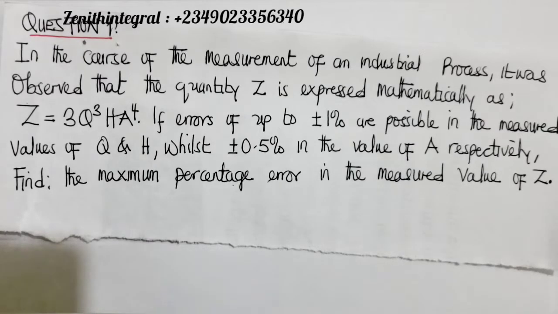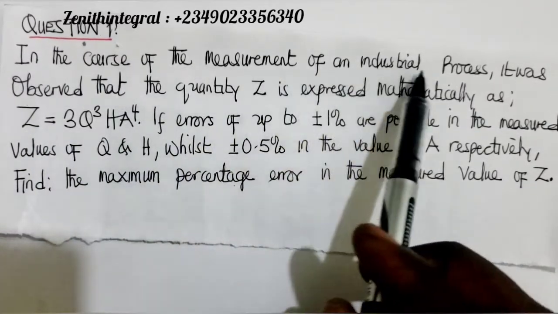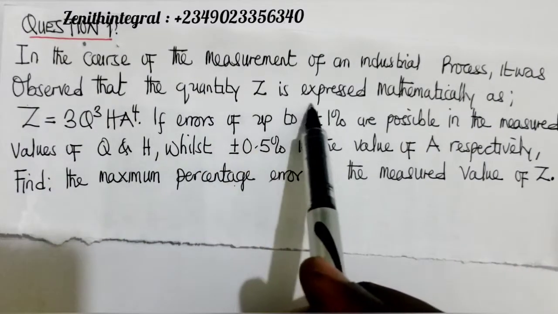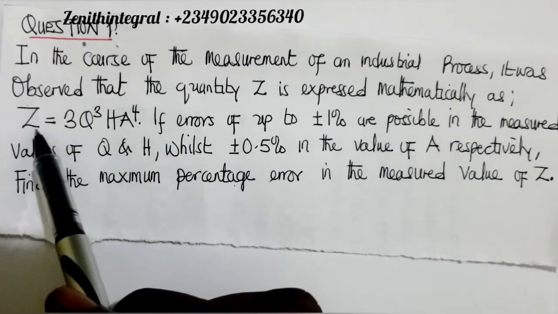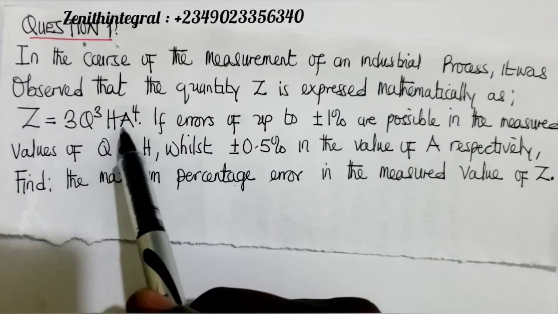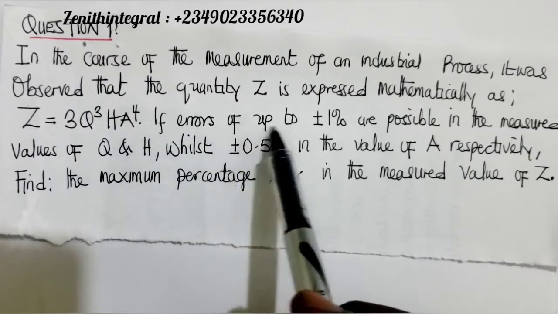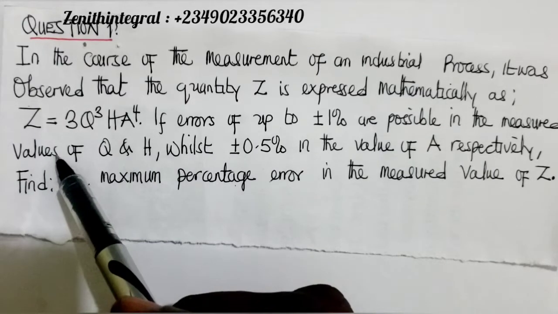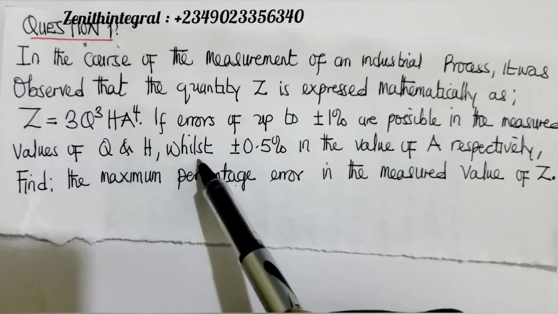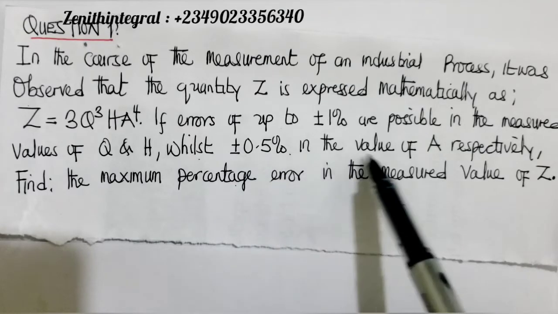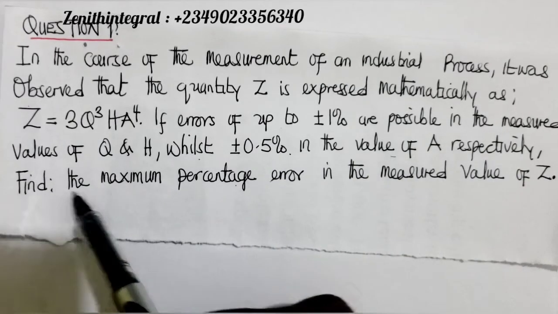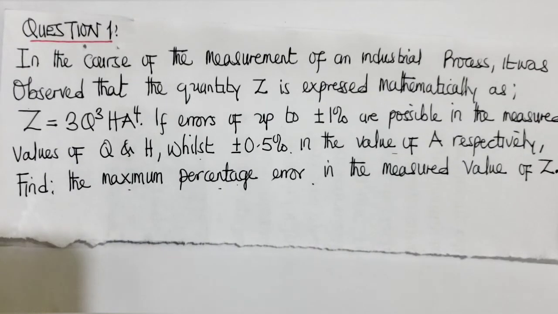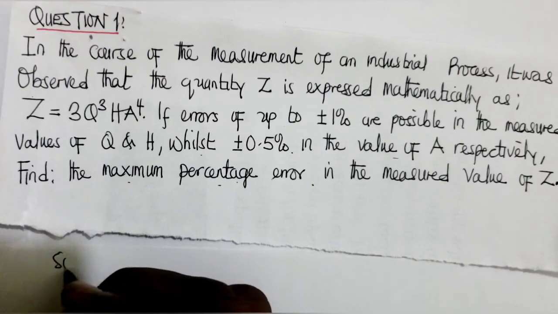Let's take a look at question number 1. We are given that in the course of the measurement of an industrial process, it was observed that the quantity Z is expressed mathematically as Z equals 3Q raised to power 3 HA raised to power 4. If errors of up to plus or minus 1% are possible in the measured values of Q and H, while plus or minus 0.5% in the value of A respectively, we are asked to find the maximum percentage error in the measured value of Z. So let's solve this question. So we have our solution.